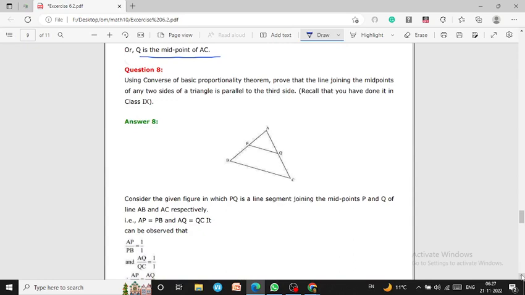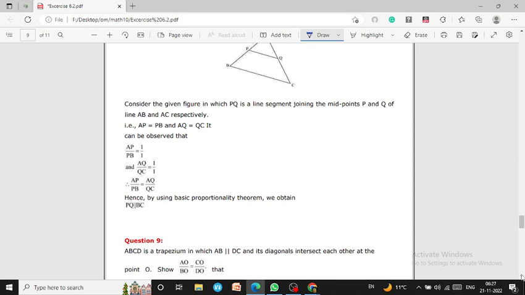And in the next theorem, using the converse of the basic proportionality theorem, we have to prove that the line joining the midpoints of any two sides of a triangle is parallel to the third side. Means here we have to prove Thales theorem. And in the previous question we proved it according to the converse of the basic proportionality theorem.